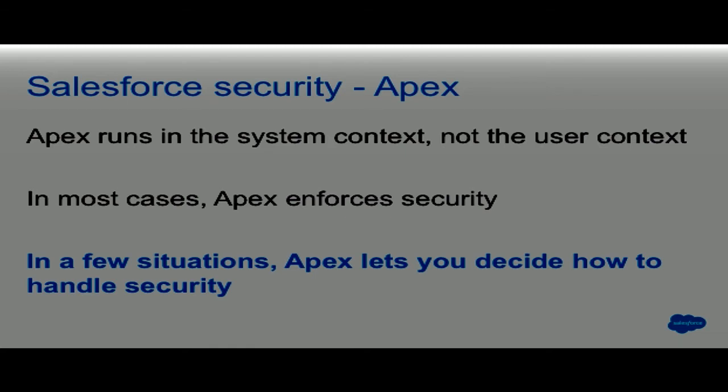So when you write a bunch of code and you're thinking, oh, this code is going to behave a certain way because it's running inside the context of the logged in user, you're mistaken. Apex runs in the system context. It has a completely different set of rules than the user context. Now that being said, don't get too freaked out, because in most cases, Apex does what you want it to do in terms of security.